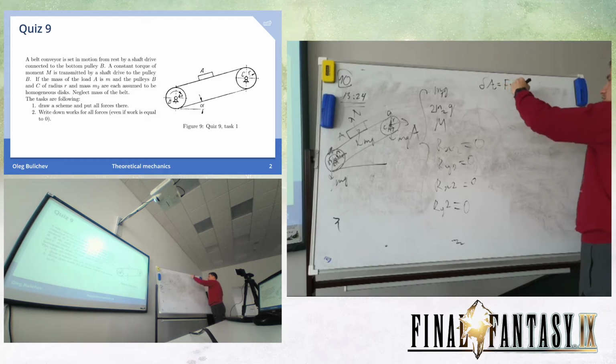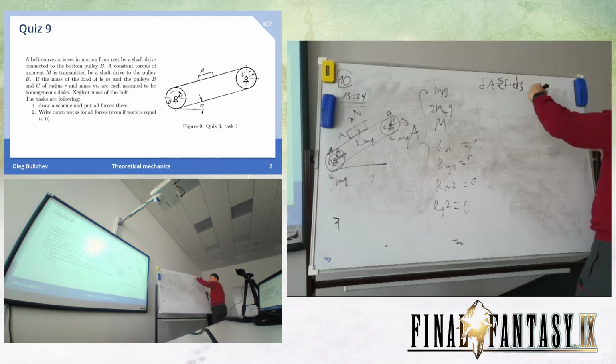Okay. It is this one. So you wrote delta A, yeah. A equals F times S, and A is the work. Or for angular, we can write it in this manner. Who needs this delta A? Nobody knows what this delta is.